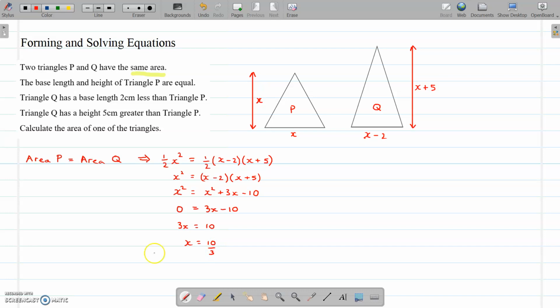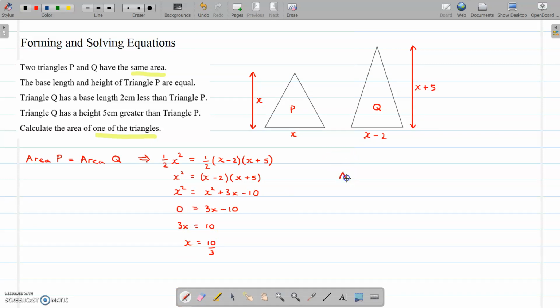So we've now found the value of x that makes this situation true. Well, all we need to do now is calculate the area of one of the triangles. Now we can assume that whichever one we substitute into, we're going to get the same answer for the area, because we are expecting them to be the same area. Now it's obviously easier to use triangle P, because substituting into there is going to be a lot easier than into this one.